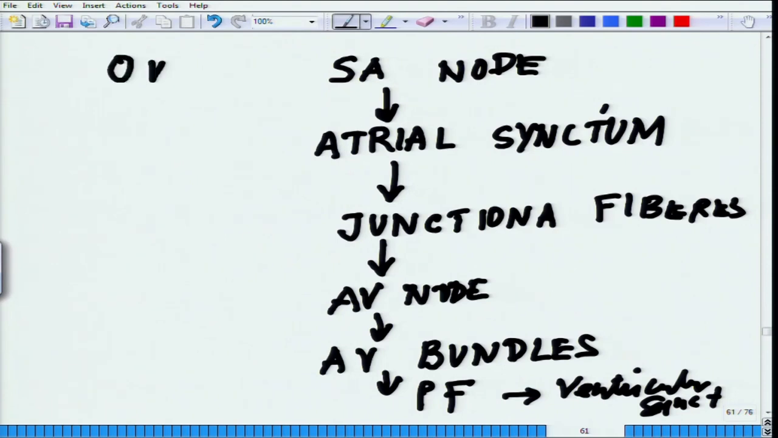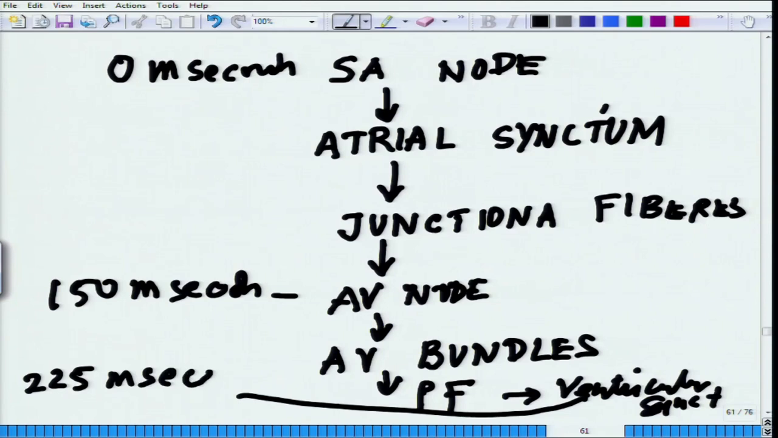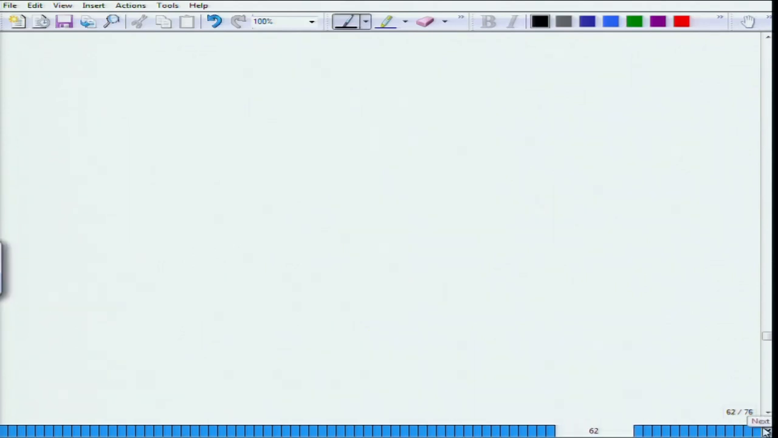So, if this starts at 0 milliseconds, by the time it reaches the AV node, it is 100 milliseconds. There is almost a 100 millisecond lag phase, and by the time the ventricles get completely stimulated, it is around 225 milliseconds. Now, I showed you like this, but what I will try to do is draw the whole thing, so that it makes more sense.